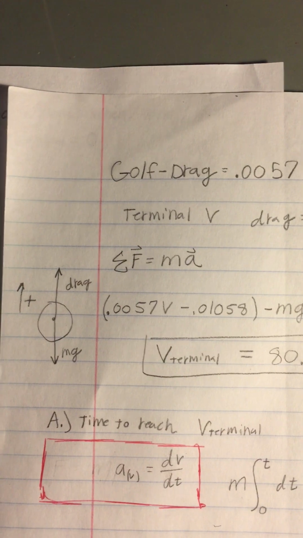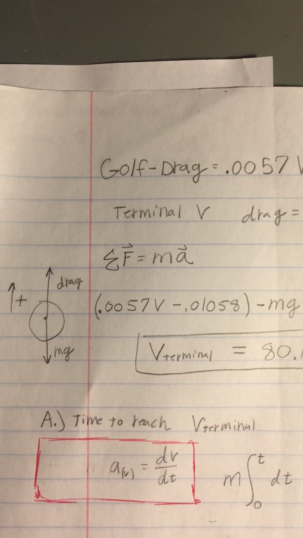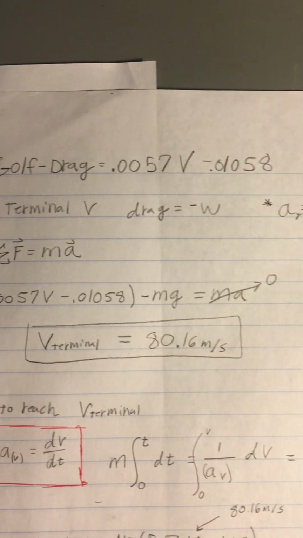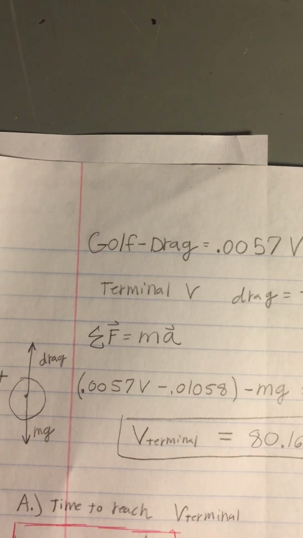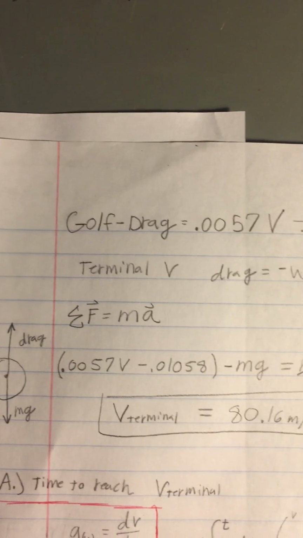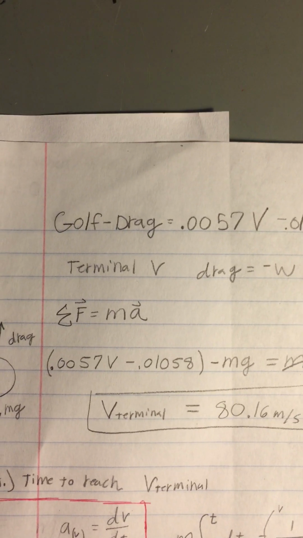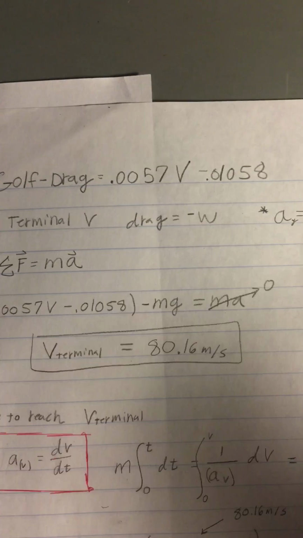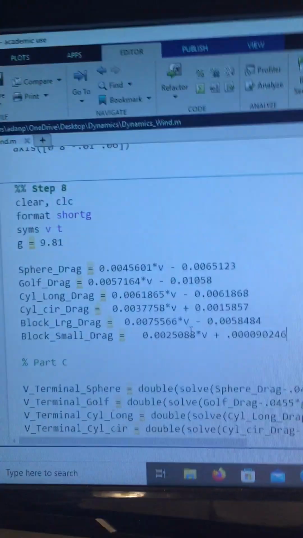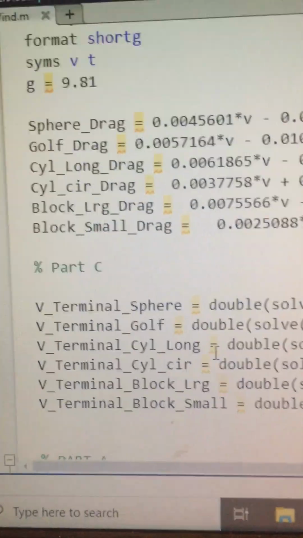I did it by hand for the golf ball to start with to get an idea of how it would go, and then I used MATLAB to complete that for all of the other shapes. What we have here is the force going up minus mg, so that's the sum of the forces, and that has to equal the 0 acceleration. And so here is part C on MATLAB.